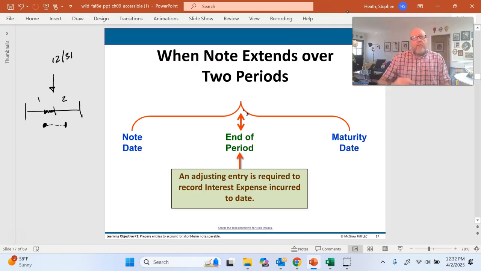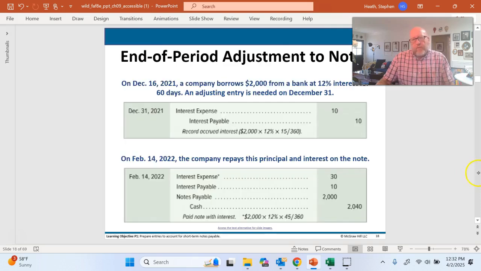But then after December 31st, we continue to accrue interest, right? Until we pay the note back. And so that's all this slide is trying to articulate. But maybe we look at an example, okay?